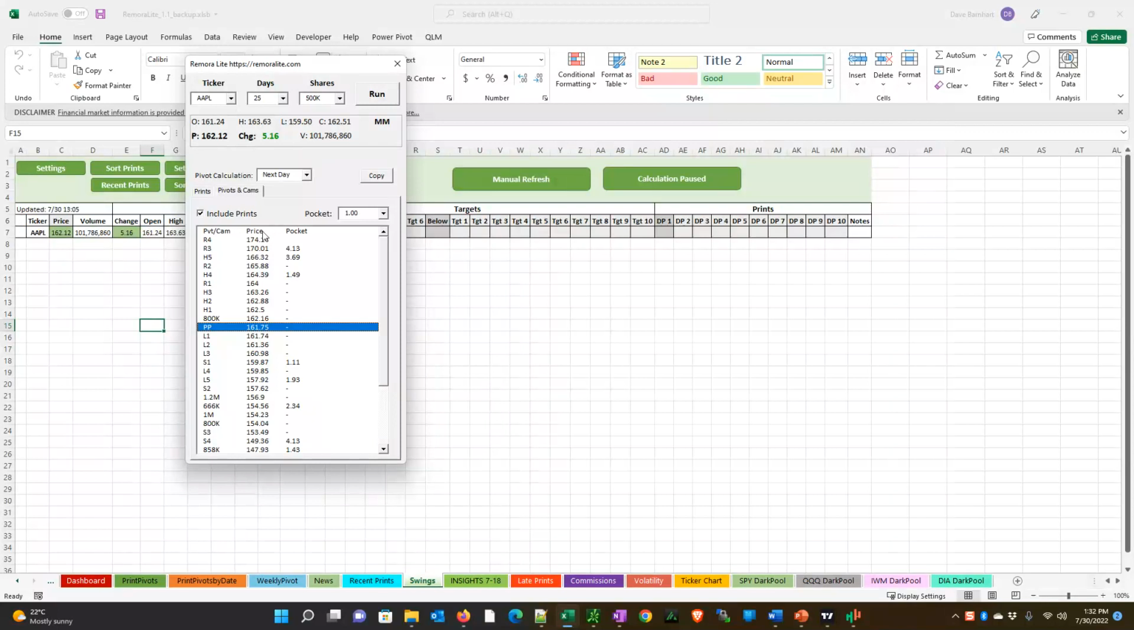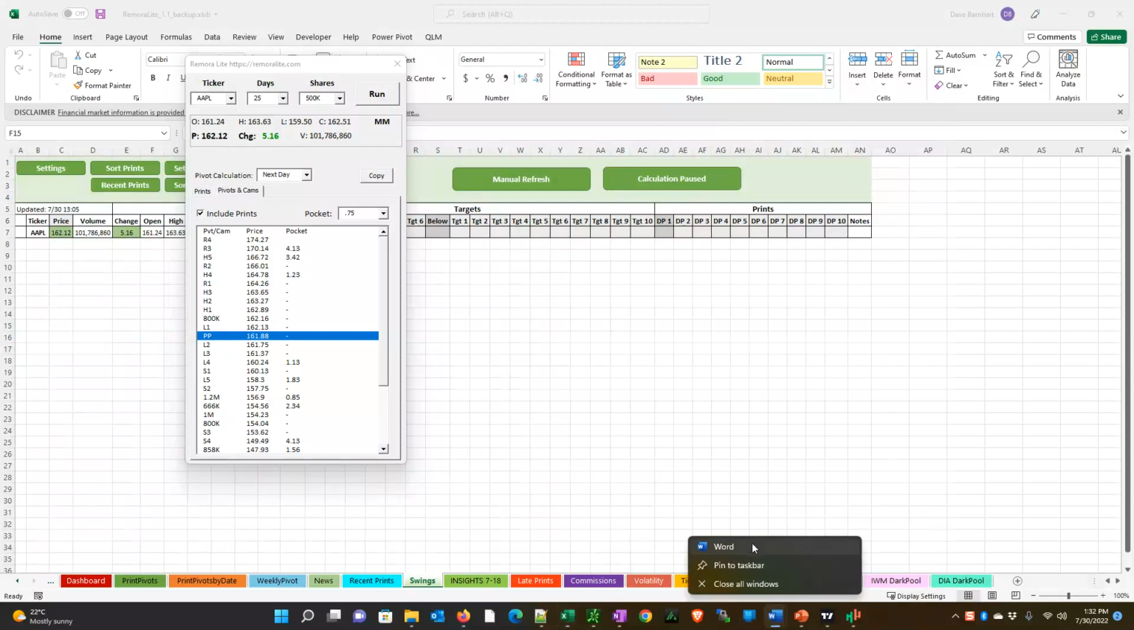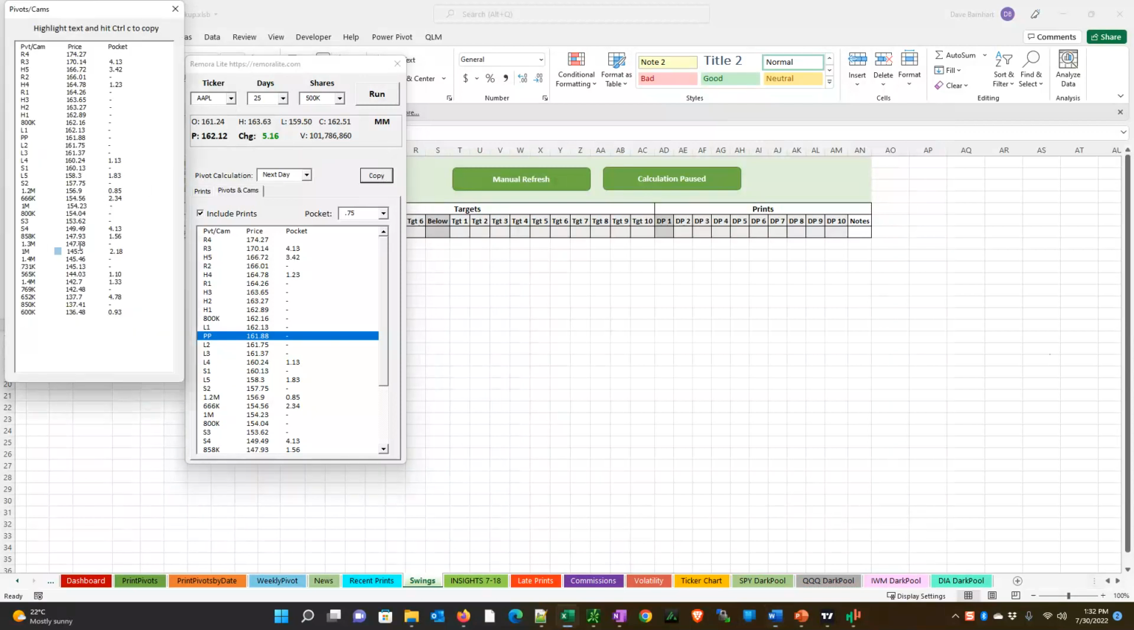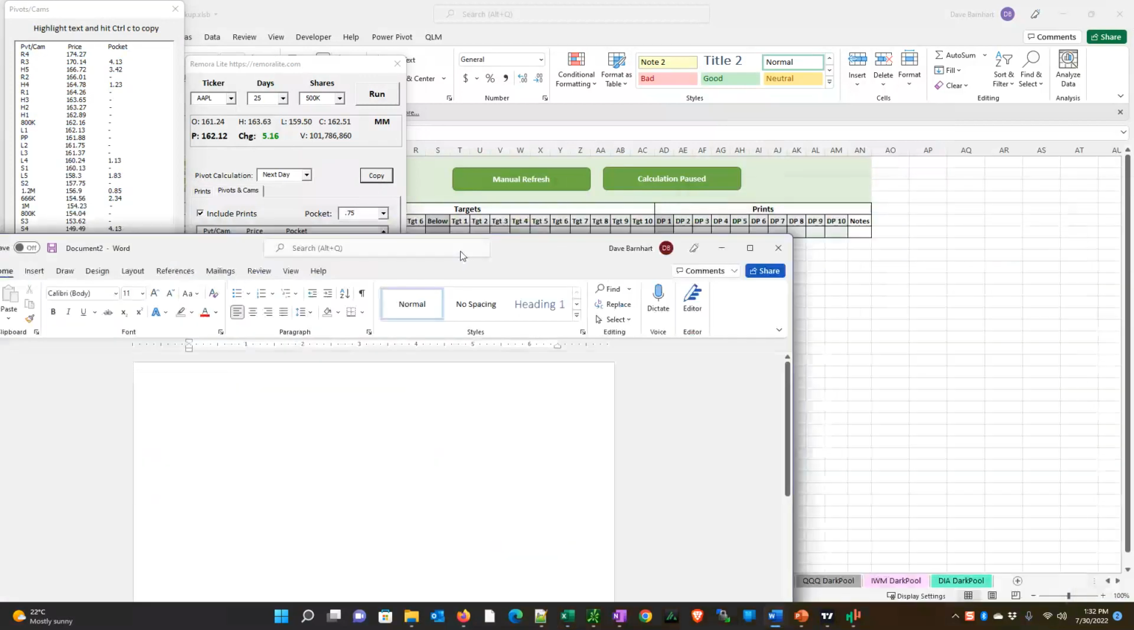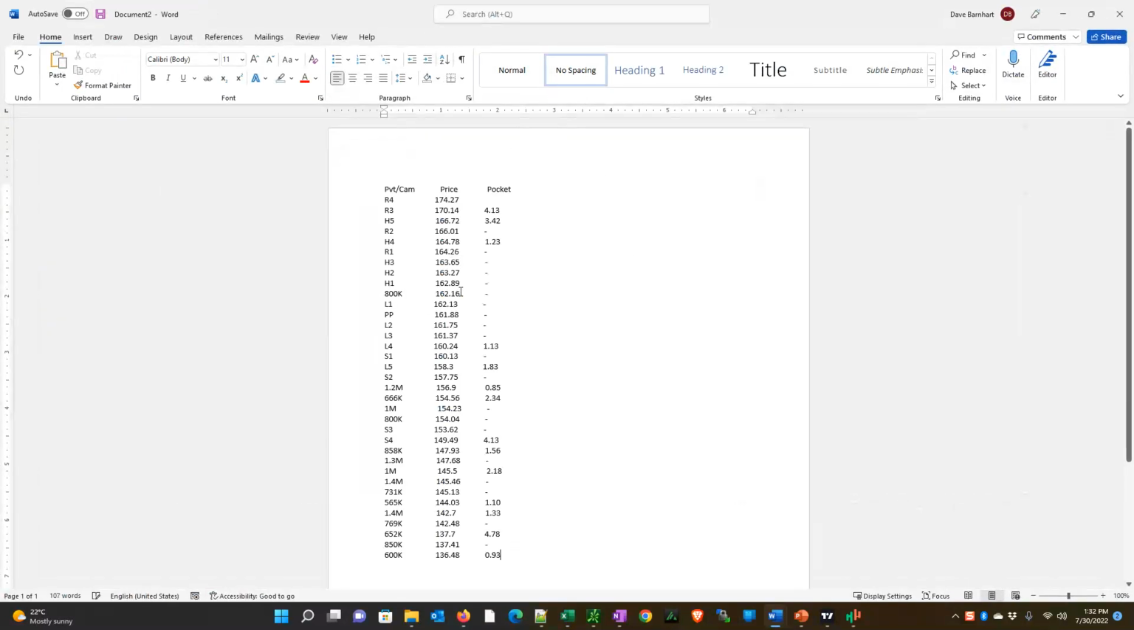So the other thing that we do here is if we're trading like this, you can adjust your pocket size. Maybe I wanted 75 cents. You can do that, and it adjusts it for you. So what I wind up doing, let me open a new Word document. And I'm going to choose copy here. And what this allows you to do is I'm going to dump that into Word. We'll do no spacing, right?